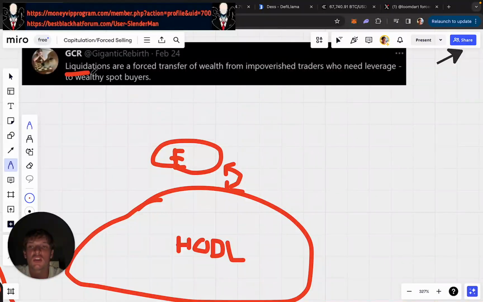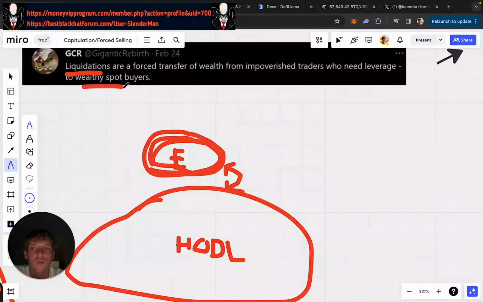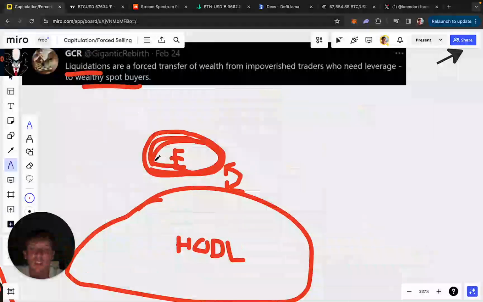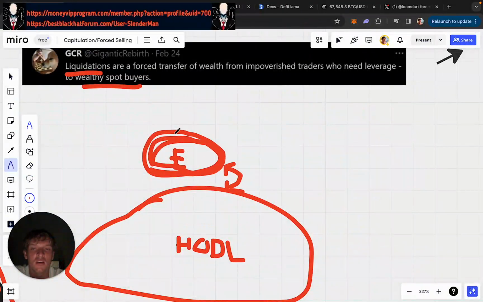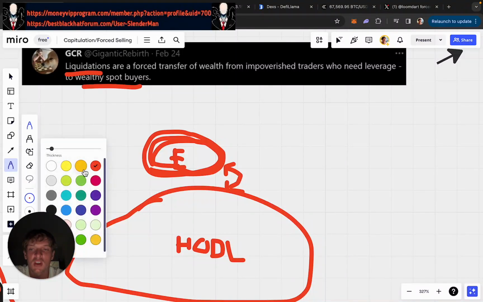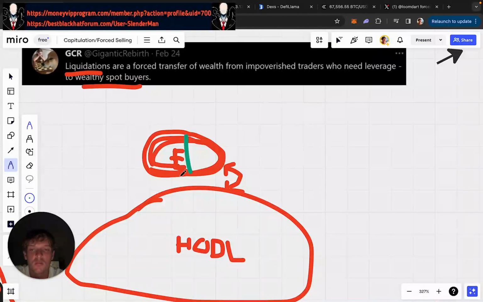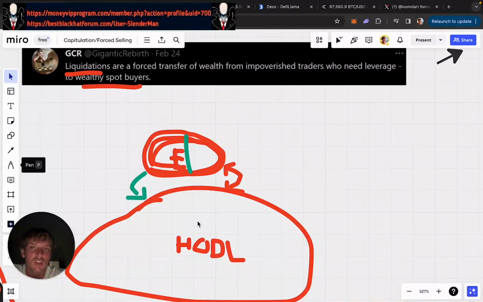Now, when a liquidation happens, what is happening is this pool of capital is selling billions of dollars of coins sometimes, and it's being scooped up by wealthy spot buyers, right? Liquidations are a forced transfer of wealth from traders in this pool to wealthy spot buyers. So it's basically a massive shrinking event of this pool of people, right? Let's change the color. Of this pool being sent over this way. So the trading stack shrinks and the hodl stack increases during a liquidation event, right? Because these people close their positions and they get bought up by the spot buyers.